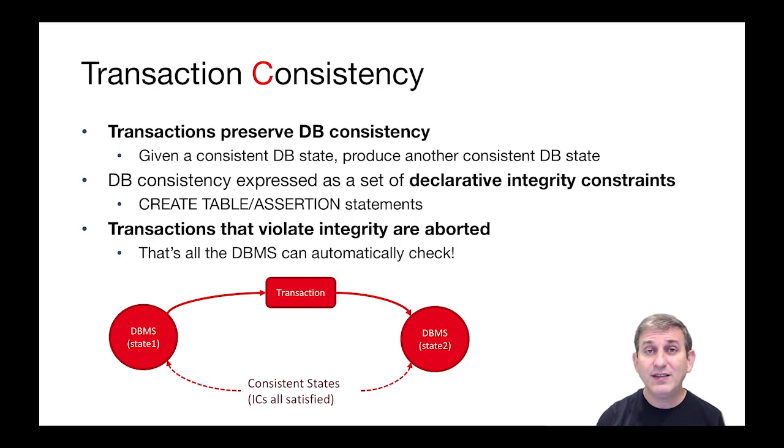These kinds of integrity constraints state how the database must be at any given time, and a transaction that violates these integrity constraints will be automatically aborted by the database system. This is the only kind of consistency the database understands, these integrity constraints that have been registered with the database system. So these are the things it will check at the time of commit, and if the transaction violates an integrity constraint, it cannot commit.